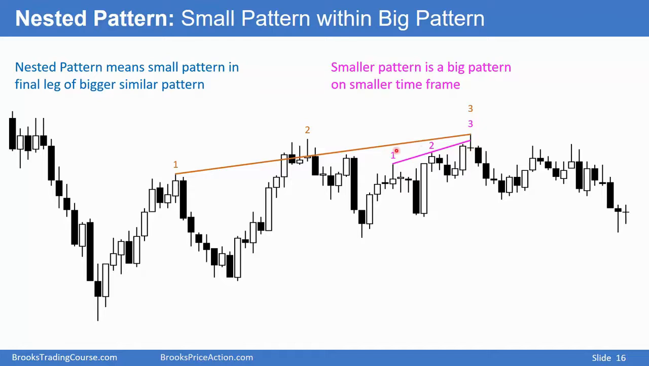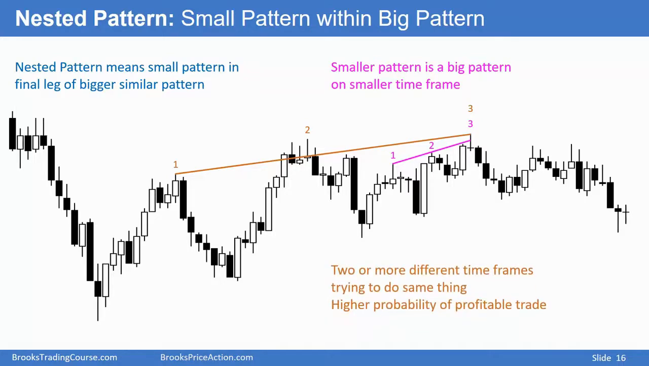If you were to look at a smaller time frame chart, this would in fact be a big pattern. For example, if this is a 60-minute chart and then you flip to a 5-minute chart, this would be a pretty big pattern, 3 or 4 hours down. So the smaller pattern is always a bigger pattern on a smaller time frame chart. Two or more different time frames trying to do the same thing means a higher probability of a profitable trade.